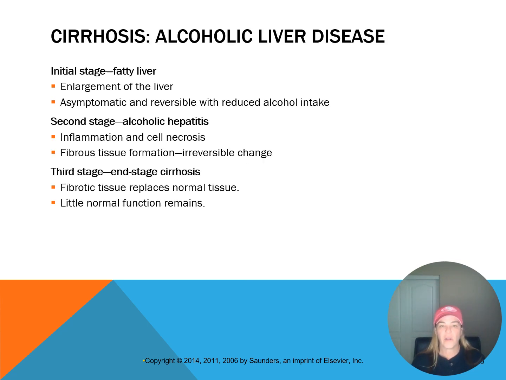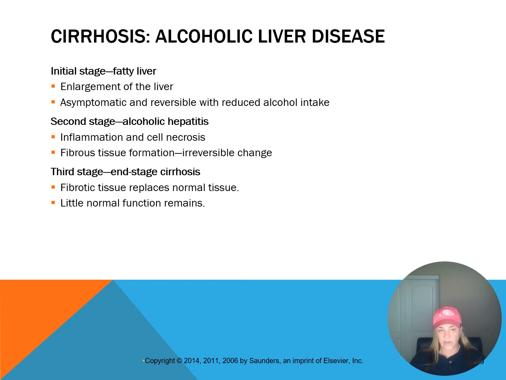The initial stage of alcoholic liver disease is a fatty liver. It means that the liver is getting enlarged. At this point in time, if you do catch it, it can be reversible with reduced alcohol intake. Then you get alcoholic hepatitis, where you find inflammation and cell necrosis. This is where you can have fibrous tissue formation. This becomes irreversible. Once you get the fibrous tissue, you can't reverse the damage that has been done.